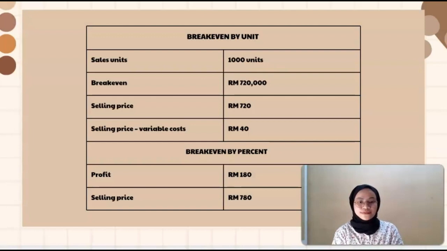So from the break-even analysis before, I can conclude the break-even by units and by percent. So the sale unit will be 1,000 units. The break-even will be RM 720,000. The selling price is RM 720. But by the break-even by percent, the profit that we will aim to get is RM 180, and the selling price for the products, which is transmission jacks, that we sell is RM 780.